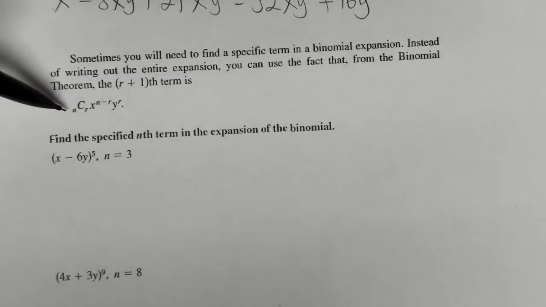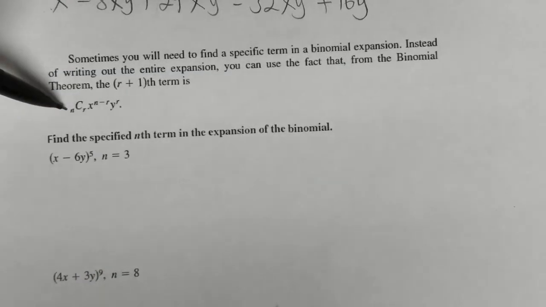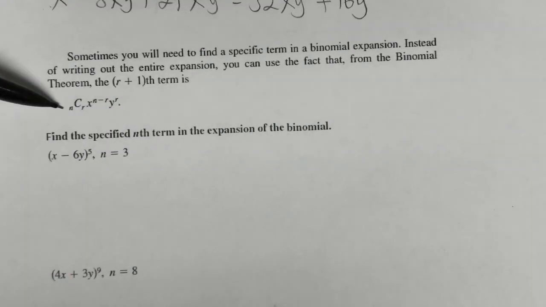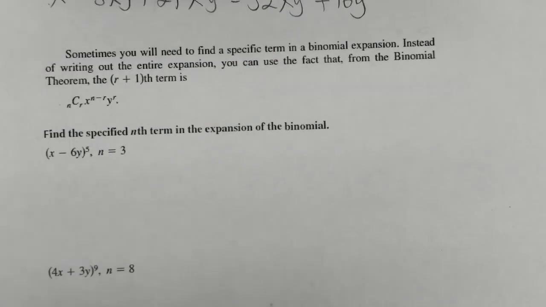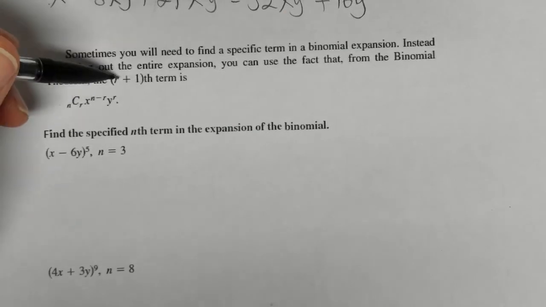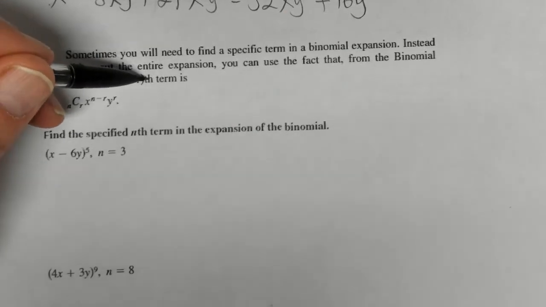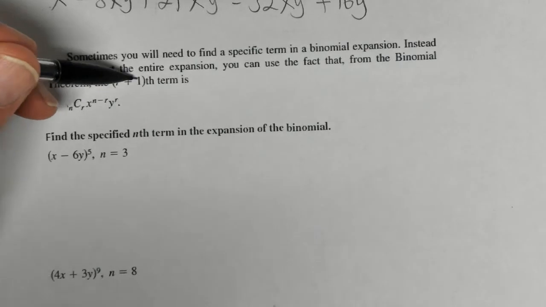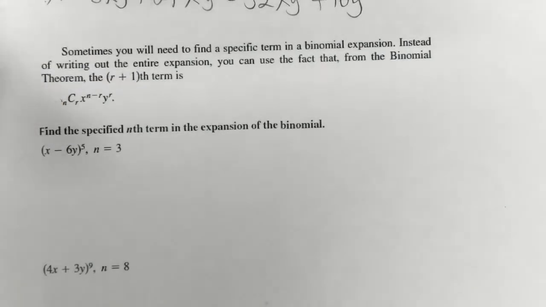Okay, so there's a formula. In other words, you would just pick out one of these terms. And here's the general formula to pick out one of the terms instead of having to write out all of the terms. So here is the formula for the expansion of the r plus 1th term, because this formula is in terms of r.